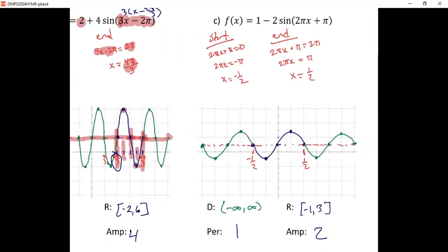For part C, we are going to have a vertical shift of 1. So with our vertical shift of 1, I set what's inside equal to 0. I set what's inside equal to 2 pi, and I solve, and I get negative 1/2, and I get positive 1/2. So how do I fit this on a graph?